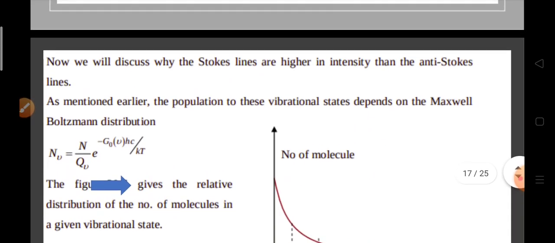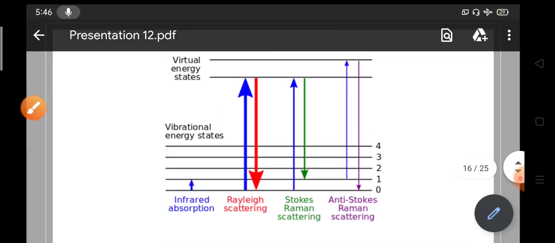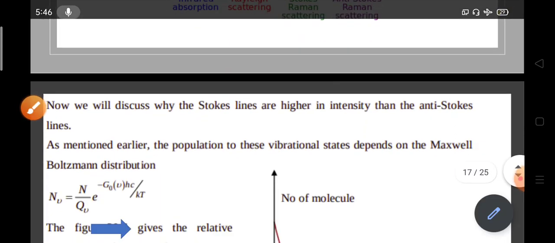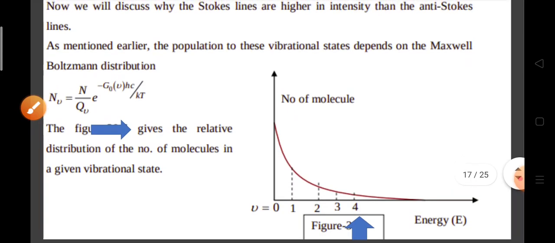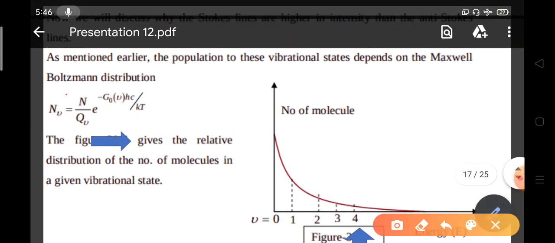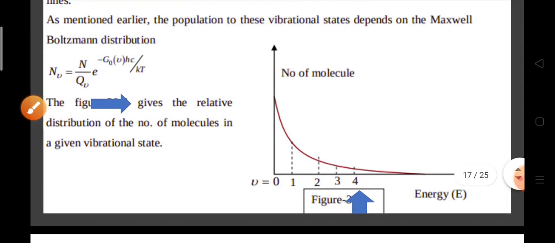Now we discuss why the Stokes lines are higher in intensity than the anti-Stokes lines. Stokes lines are the lines where the scattered light frequency is lower than the incident light frequency, and anti-Stokes lines are where the scattered light frequency is higher than the incident frequency. So we should first understand what the population is at these different vibrational states. We should follow the Maxwell Boltzmann law, that is, the population at the V level will be n naught e to the power minus delta E by kT.